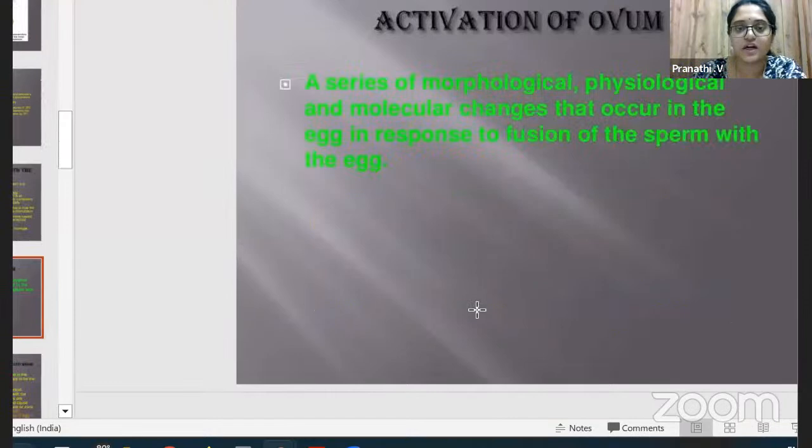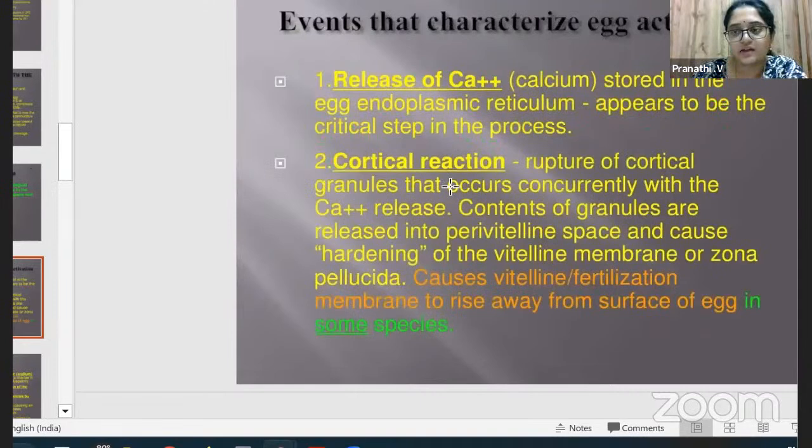Again, you have certain criteria. You have to have a release of calcium, because the cortical reaction is done only in the presence of calcium, which is stored in the egg endoplasmic reticulum also. Then you have a cortical reaction, wherein the cortical granules are ruptured because of the simultaneous release of calcium. They are released into the perivitelline space in the egg, and then they cause the hardening of the vitelline membrane or the zona pellucida.